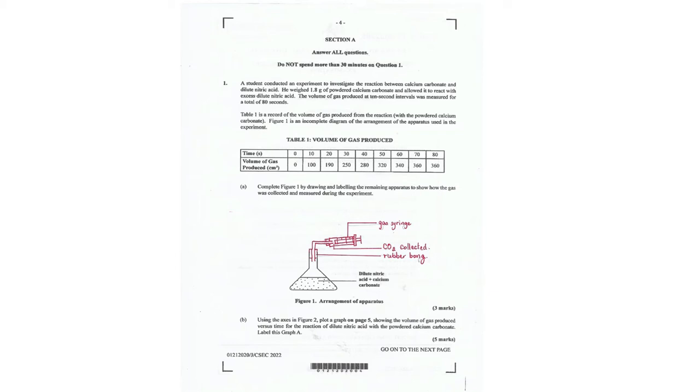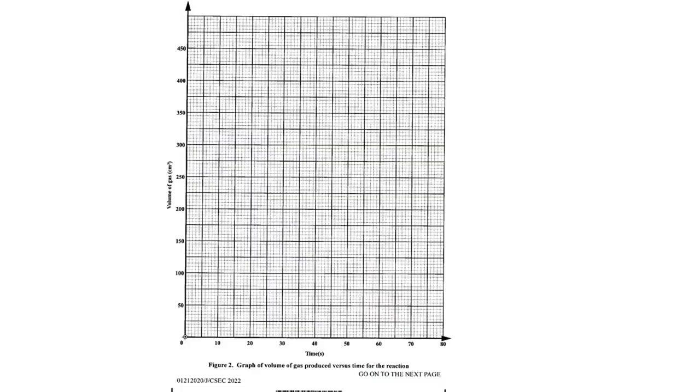Then it says, using the axis on figure 2, plot a graph on page 5 showing the volume of gas produced versus time for the reaction of dilute nitric acid with the powdered calcium carbonate. Label this graph A. Alright, so I'm going to plot this graph. I'll be going back and forth just like how you'll be going back and forth on the exam. Okay, so here's the graph.